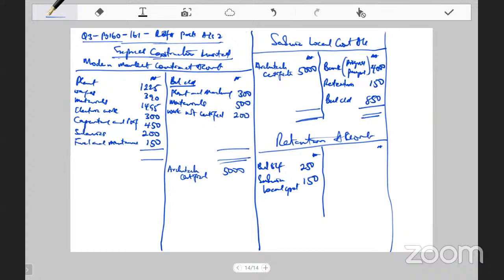Profits to be taken for the year: 800. They've told us the profit to be taken already. We just come here, profit taken. So you don't need to calculate. What's the profit taken? 800. Next.